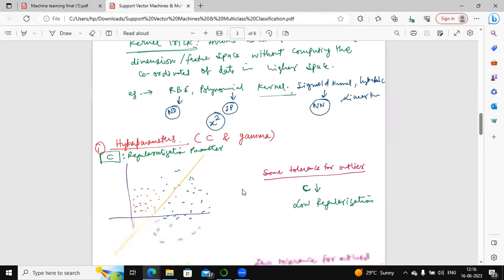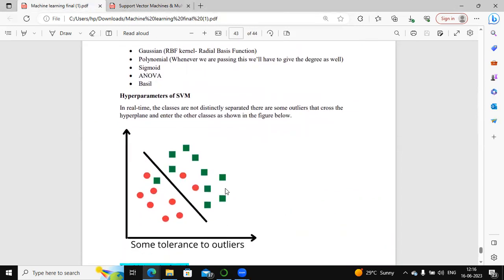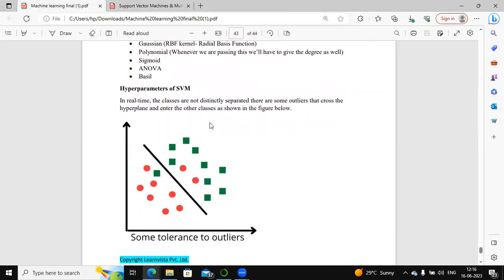Next comes the hyperparameters of support vector machine. In real time, the classes are not distinctly separated. There are some outliers. Whenever you have a data set, there can be some outliers that cross the hyperplane and enter the other classes, as shown in the figure.